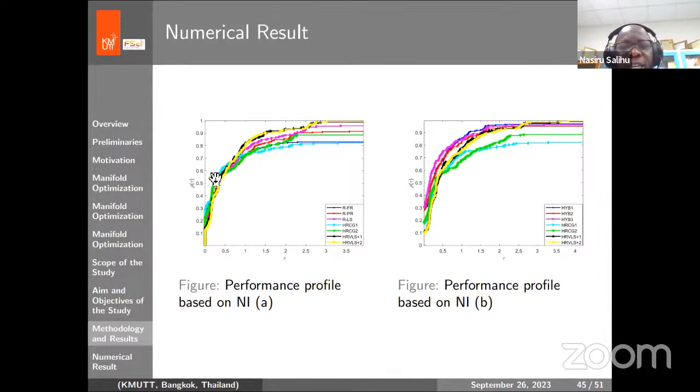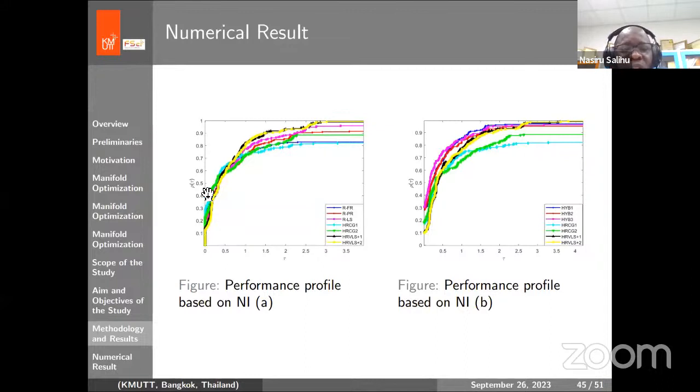Okay. First of all, there are two important parts as regards the performance profile. The first one is this part of the graph, which indicates the number of test points a given method is able to solve, irrespective of whether the method is the best or not. That's what this part says. While this part is saying that a method that stays longer on this part solves many problems to be the best.